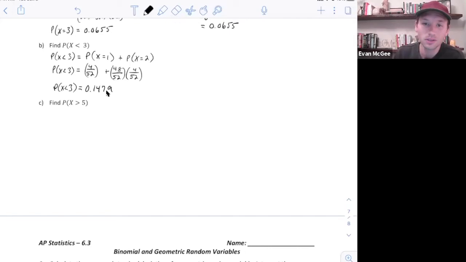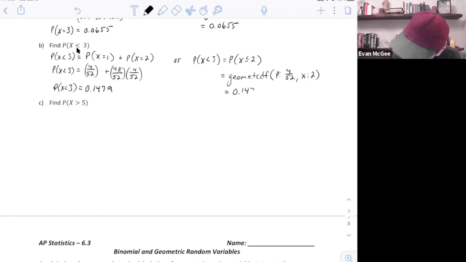The easier way to do this, though, is to use geometric CDF in your calculator, because CDF gives you the value that is less than or equal to some number. So first we have to rewrite this. Since my calculator says less than or equal to, I'm going to write it as a less than or equal to statement. And so if it's less than 3, then it's going to be less than or equal to 2. Both mean the same thing. So that means my input is geometric CDF, probability of success is 4 out of 52, and X, the number of trials it takes for the first success, is 2, and we'll get the same exact value.